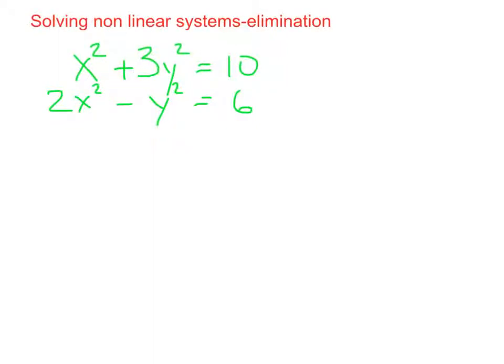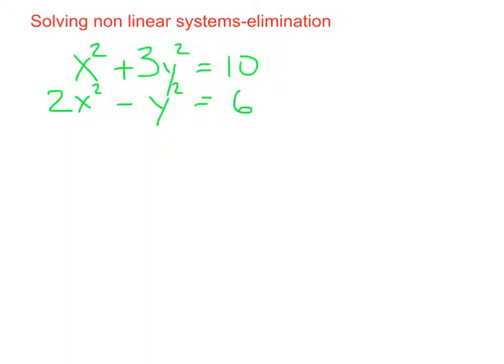So in this video, we're going to continue solving nonlinear systems, using the elimination method this time instead of substitution. Notice that I do have two nonlinear equations, right? As long as I have anything being squared, we know that it's nonlinear. These happen to be, I believe, two ellipses. We'll get to that in another chapter.